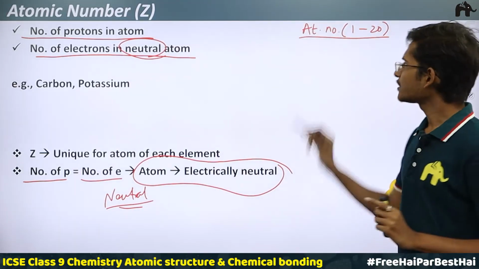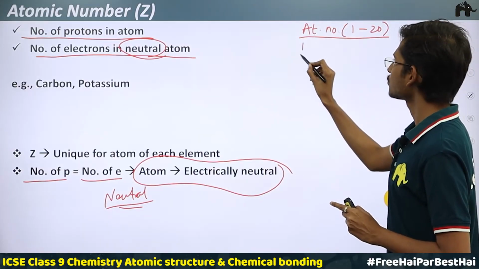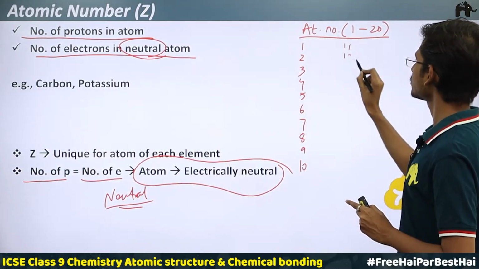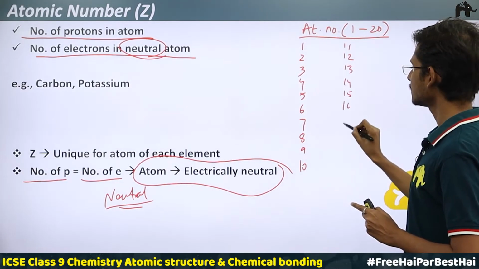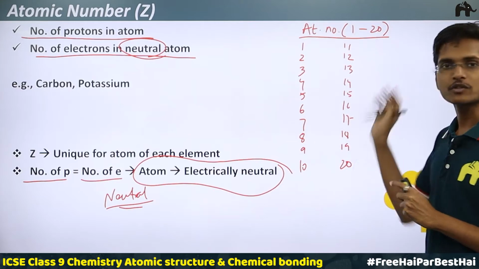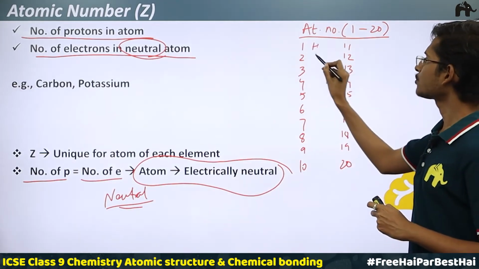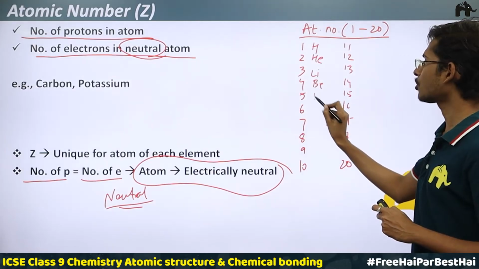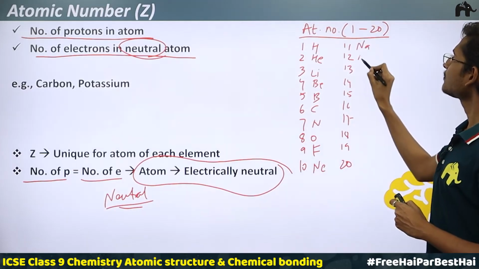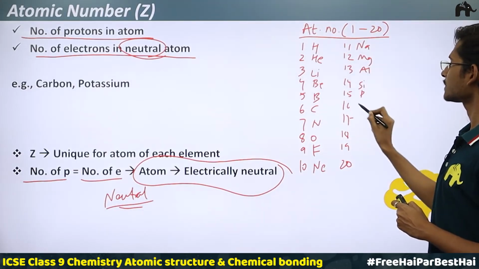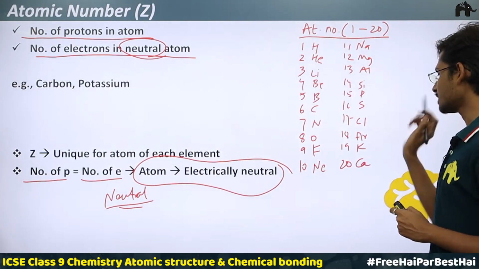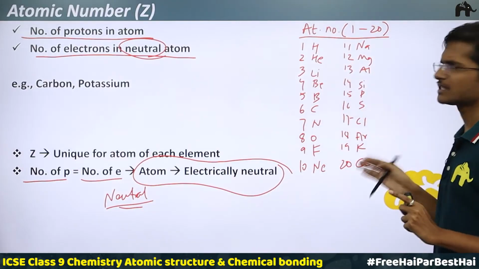Okay, clear with this point? So this means that if I'm writing down the atomic numbers, 1, 2, 3, 4, 5, 6, 7, 8, 9, 10, and then again 11, 12, 13, 14, 15, 16, 17, 18, 19, 20, I have to just write exactly the same sequence of the first 20 elements which we have studied. Which is hydrogen, helium, lithium, beryllium, boron, carbon, nitrogen, oxygen, fluorine, neon, and then again sodium, magnesium, aluminium, silicon, phosphorus, sulfur, chlorine, argon, potassium, and then calcium. Okay, so I have just written the symbols.